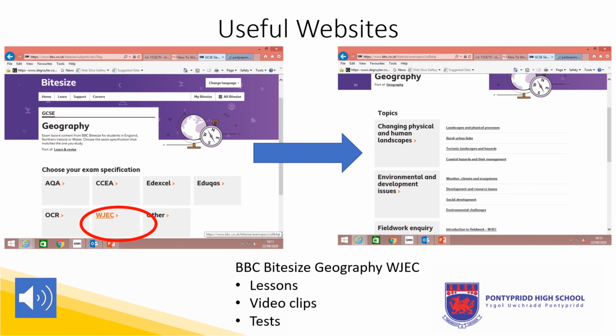Another really good website and very accurate to what we teach as well is the BBC Bitesize website. Make sure that you go to GCSE and then click on WJEC as is circled here, and it'll come up with all the themes as they're taught. So you've got rural urban links, landscapes and physical processes, weather, climate and ecosystems. So BBC Bitesize have put the topics into categories for you. So that's a really useful website. And in there are lessons, video clips, tests as well, so they can test themselves on the knowledge they've gained from the revision.